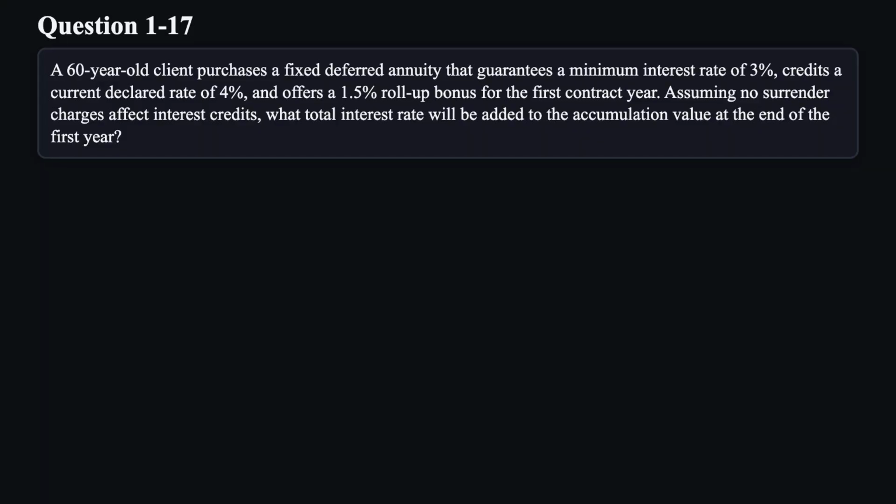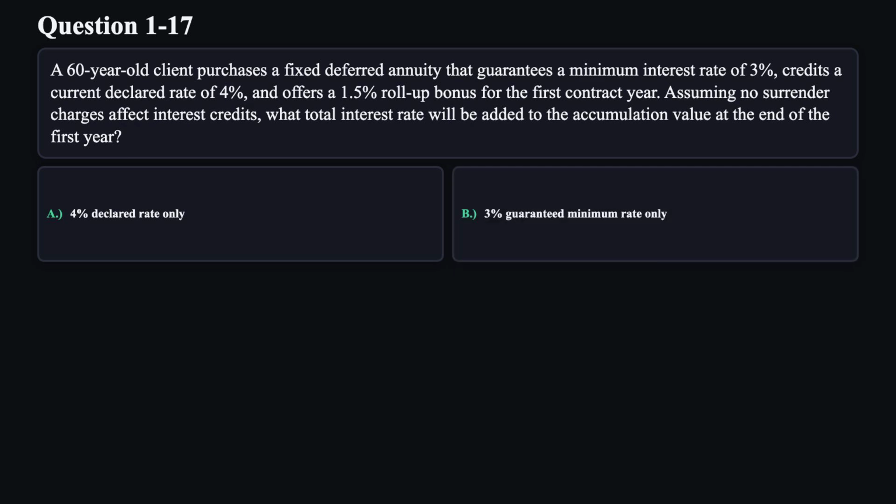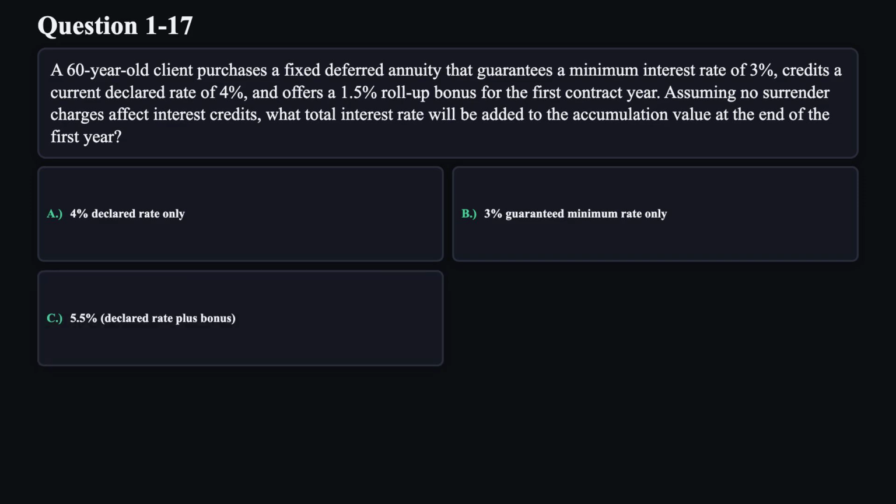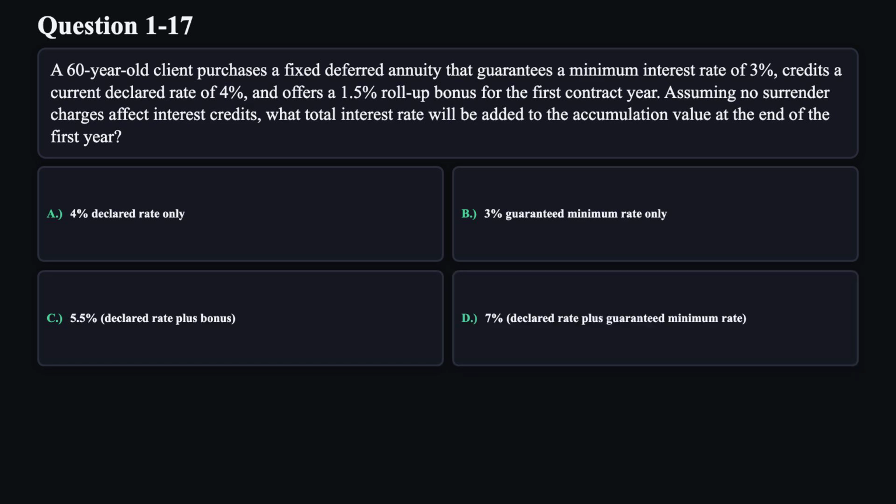Question 17. A 60-year-old client purchases a fixed deferred annuity that guarantees a minimum interest rate of 3%, credits a current declared rate of 4%, and offers a 1.5% roll-up bonus for the first contract year. Assuming no surrender charges affect interest credits, what total interest rate will be added to the accumulation value at the end of the first year? A. 4% declared rate only. B. 3% guaranteed minimum rate only. C. 5.5% declared rate plus bonus. D. 7% declared rate plus guaranteed minimum rate.